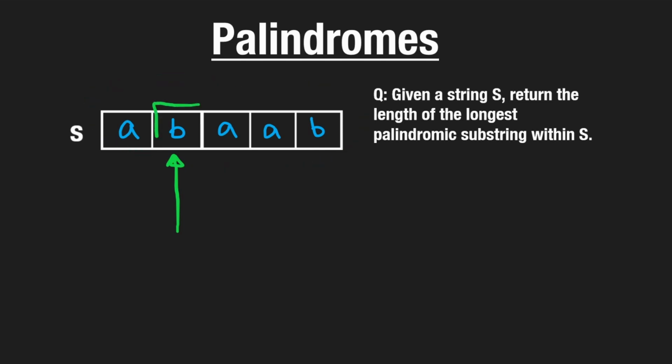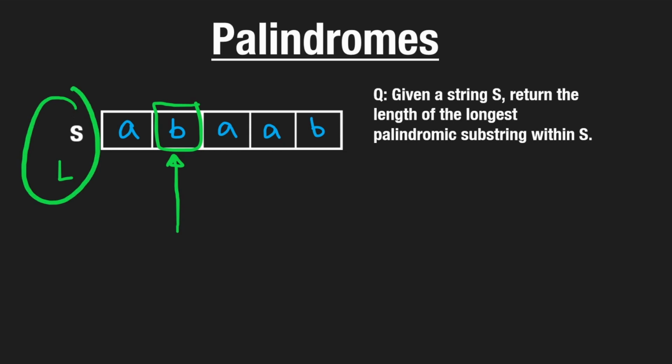So for B, we would start at B and then expand outward. So we would compare these 2 characters. Our left pointer would be here, our right pointer would be here. A and A are equal. So first we had a substring of length 1. Now that these 2 characters are equal, we have a substring of length 3. So then we try expanding outward again.